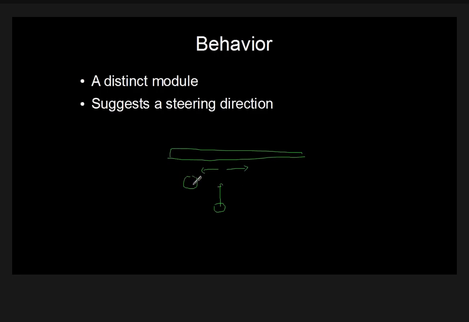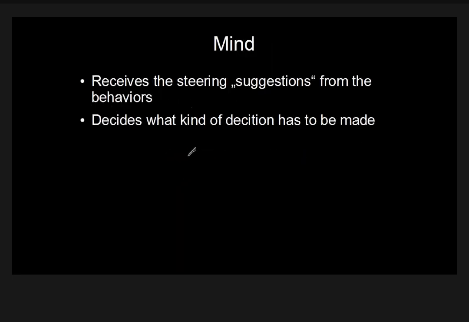And now we have a problem. We have two steering directions. The obstacle avoidance is offering turn left, and the separation behavior is offering a steering direction to the right. And now this is the moment our mind comes into the game. Our mind collects and receives all steering suggestions from the behaviors, and it decides what kind of decision has to be made. It decides the final steering direction.